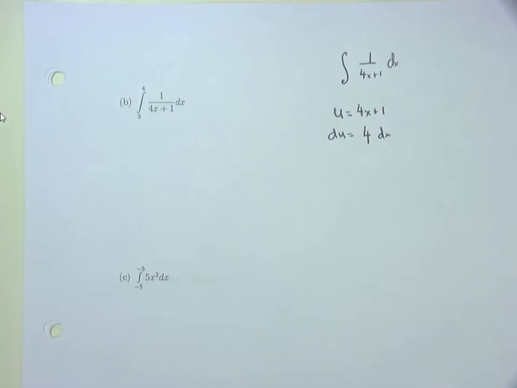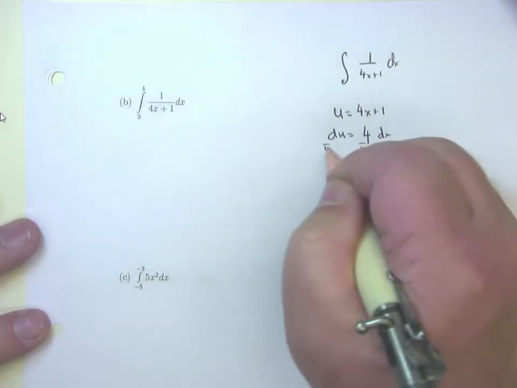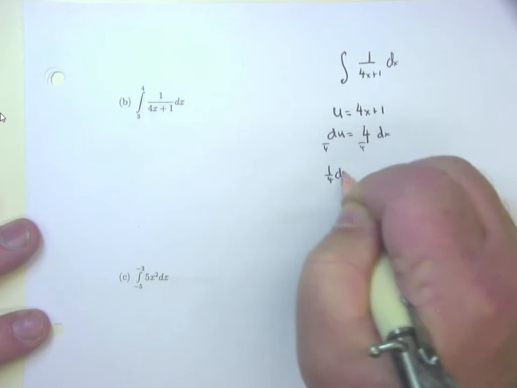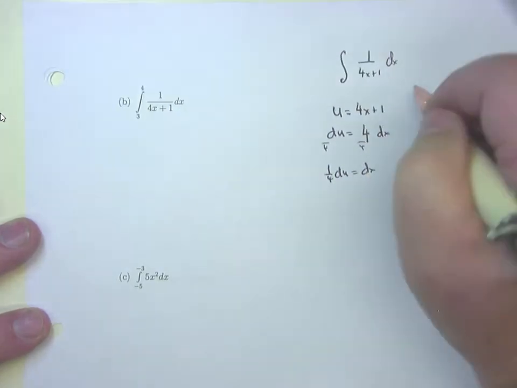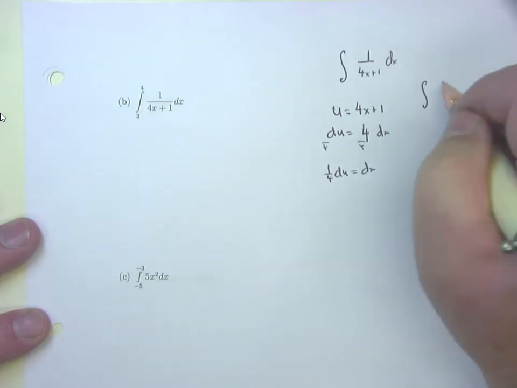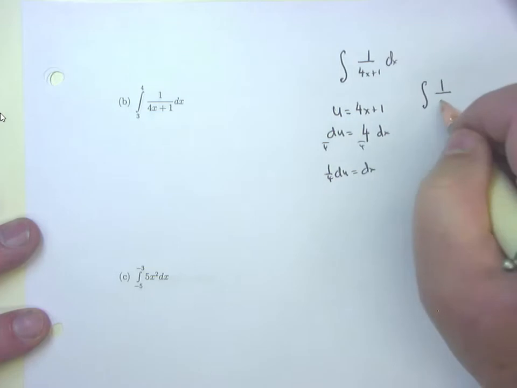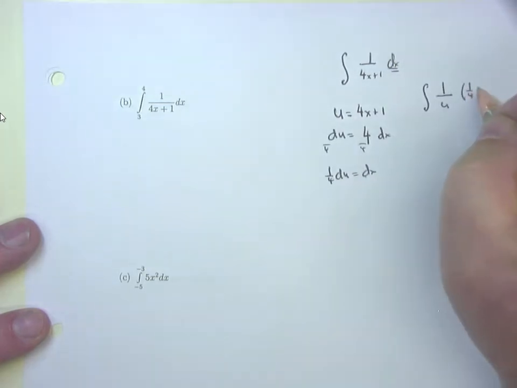You took the derivative with respect to x. And then, step 3, move the constant to the other side. So I'm going to divide both sides by 4, and I'm going to get 1/4 du equals dx. Step 4, substitute. This will be the integral of 1 over 4x plus 1, which was u, and the dx by itself gets replaced with 1/4 du.